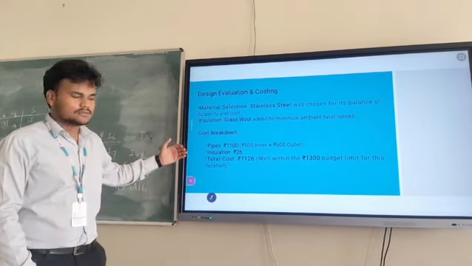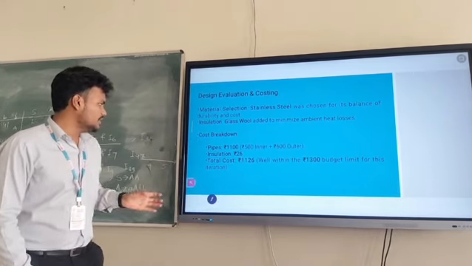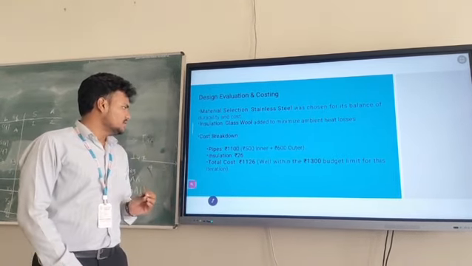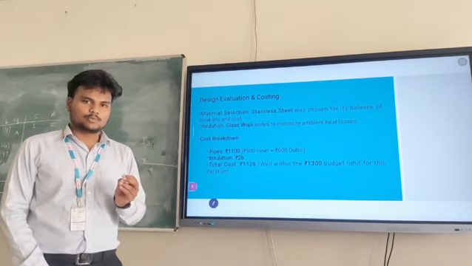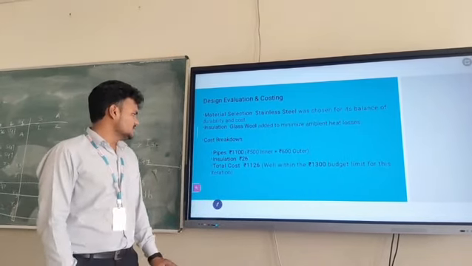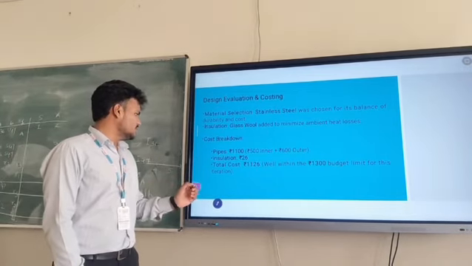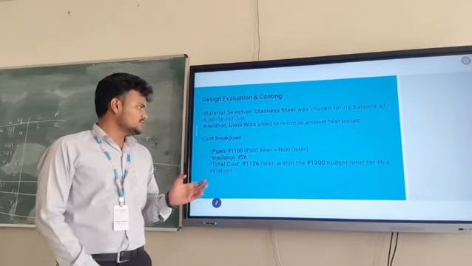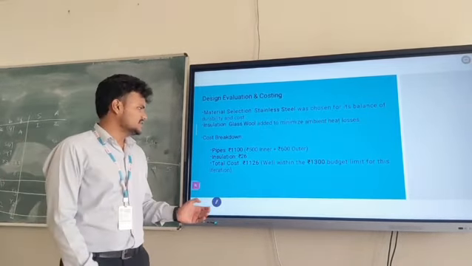I have derived the cost breakdown here. For the pipe, it is around 500 rupees for the inner pipe and 600 rupees for the outer pipe as per the diameters. For insulation that is 26 rupees. So the total cost is 1,126. For the total budget we can say that we can design this system within 1,300.